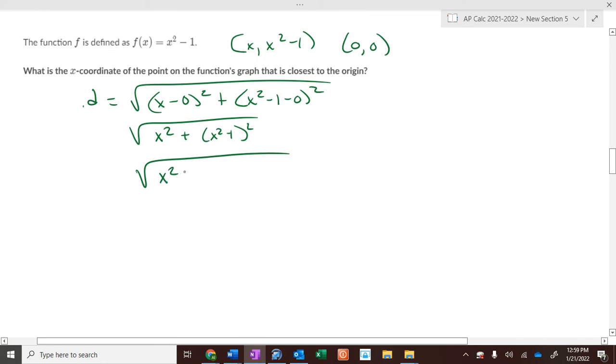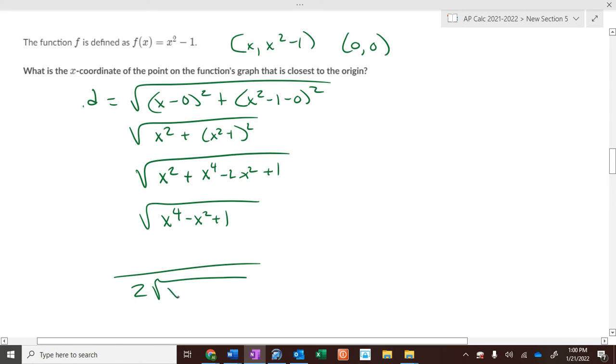which is x squared plus FOIL. What's x squared times x squared? x to the fourth. Outers is negative x squared. Inners is negative x squared. So it's negative 2x squared plus 1. What's x squared minus 2x squared? So it's x to the fourth minus x squared plus 1 is what's in the quantity. Now we're going to take the first derivative of that, right? Which is basically this on the bottom with a 2 on the bottom, right?